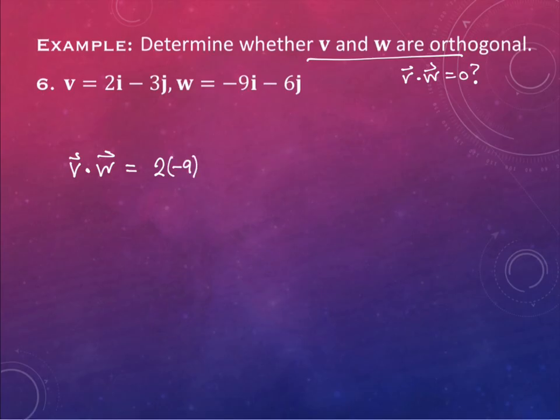2 times -9, and then what? -3 and -6, and in between them is a plus. It's addition, yeah. Okay, so what's -2 times -9? -18, and -3 times -6? +18, and sure enough, those add together to be 0. So yes, they are orthogonal.